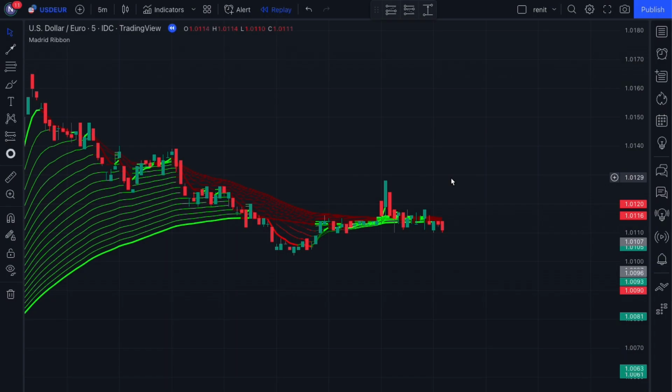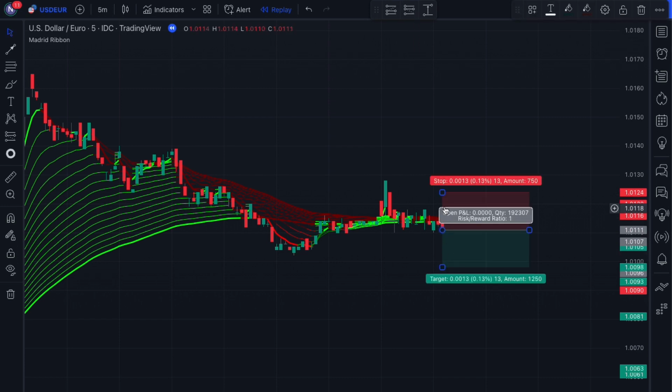Now one final example of short entries. We see our Madrid ribbon is a fully red color straight after a bullish trend. We also have our price action a red color. This is a very good looking trade setup and one we will definitely be entering.